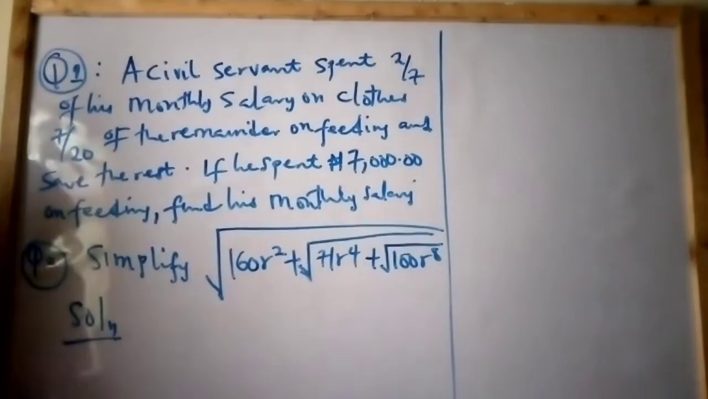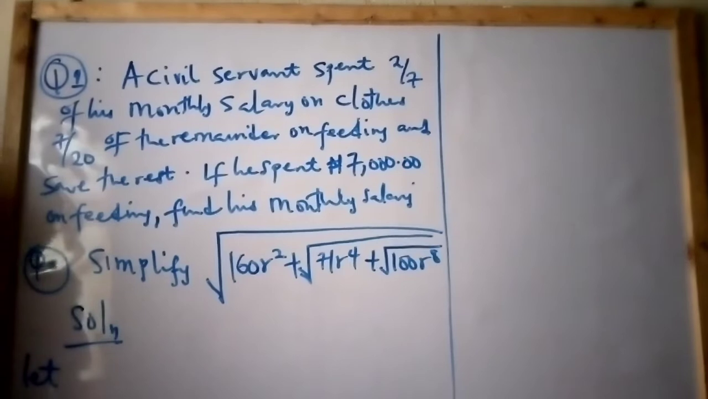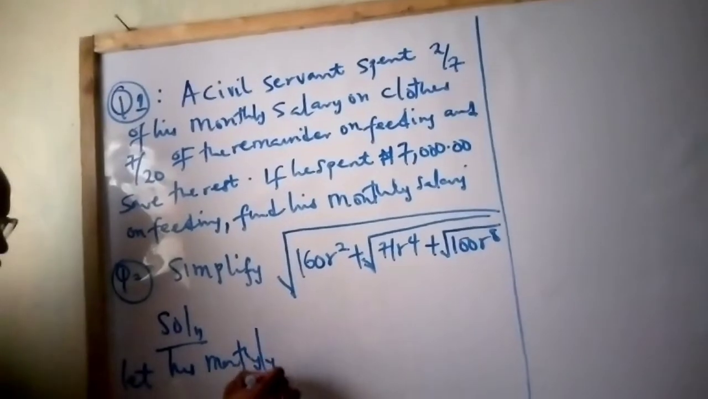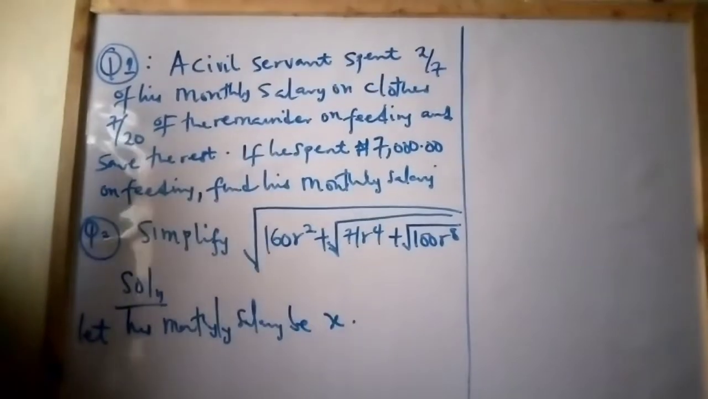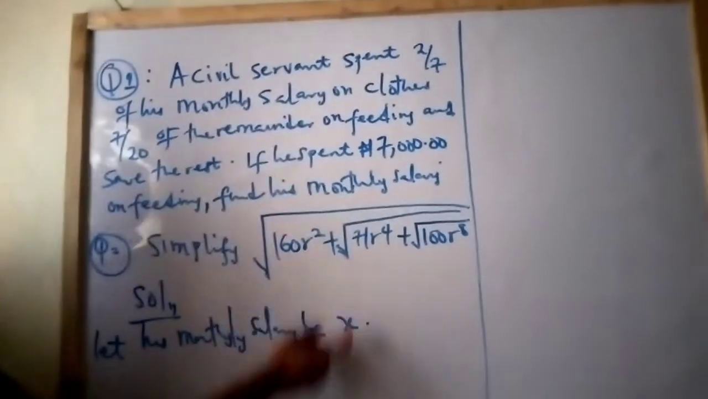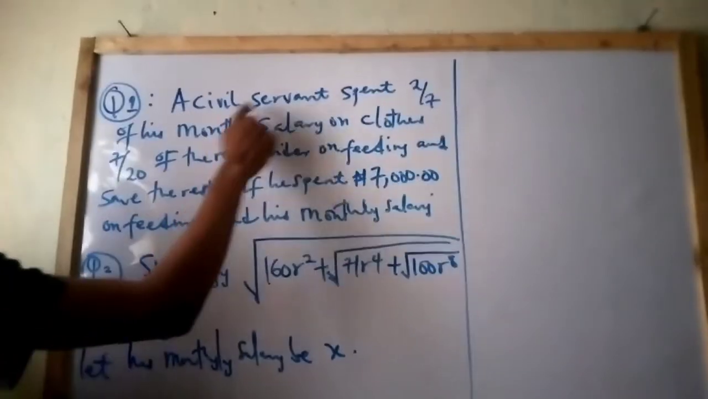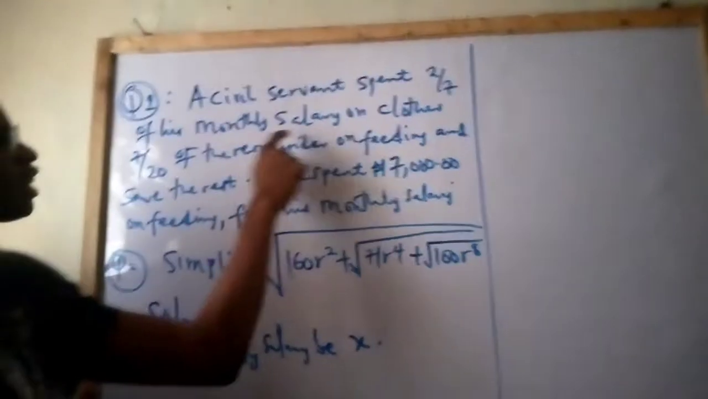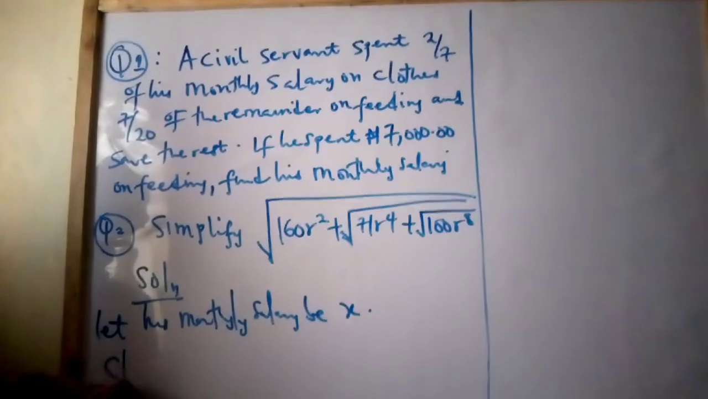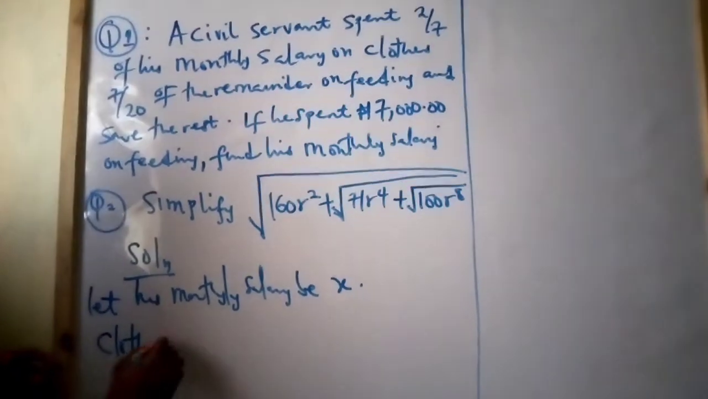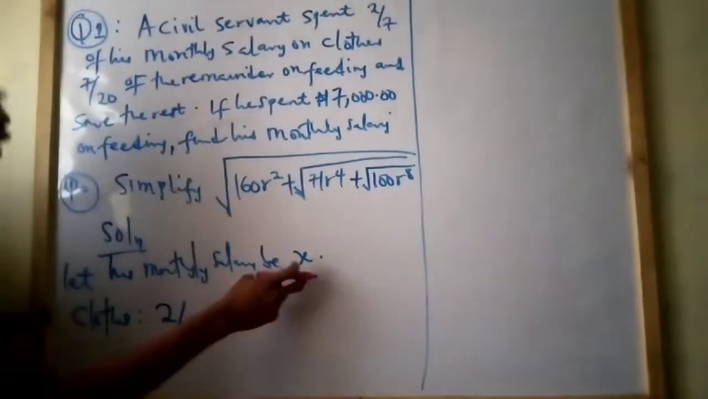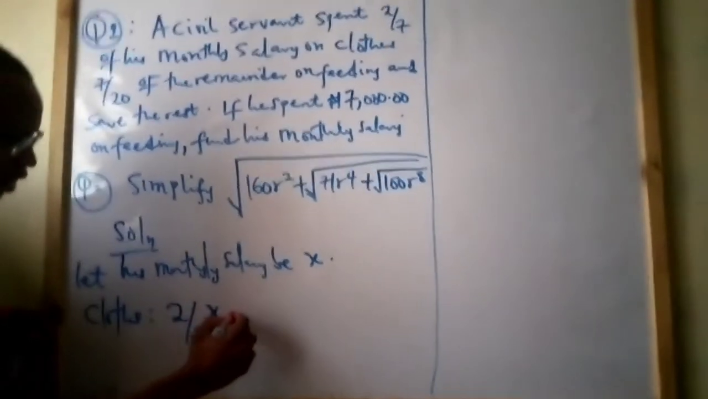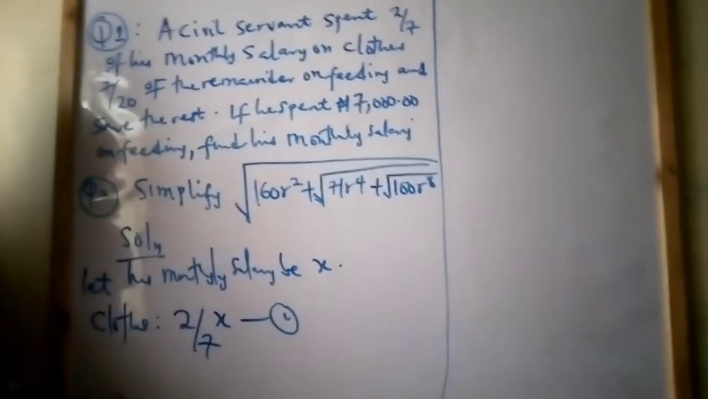What you do is that you say let his monthly salary be X. Remember, his monthly salary is X. A civil servant spent 2 over 7 of his monthly salary on clothes. So we can simply say clothes is 2 over 7 of his monthly salary, which is X. We can call this equation 1.